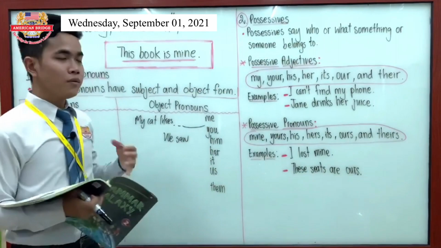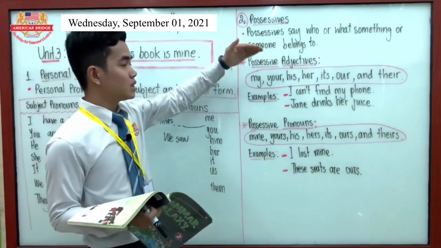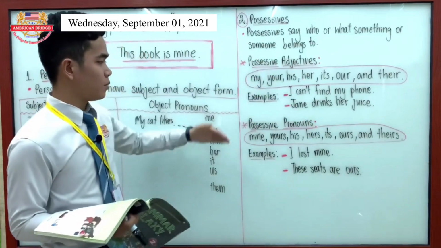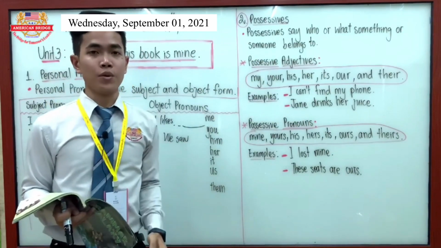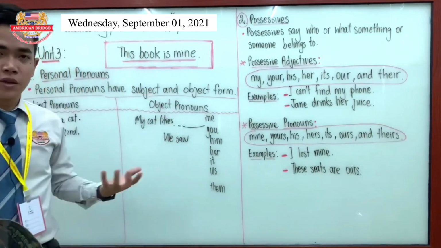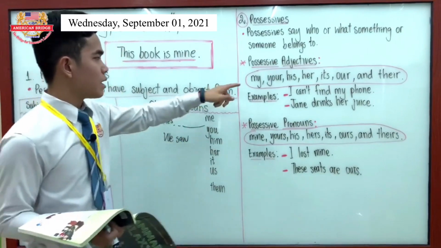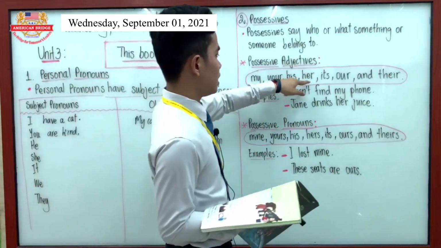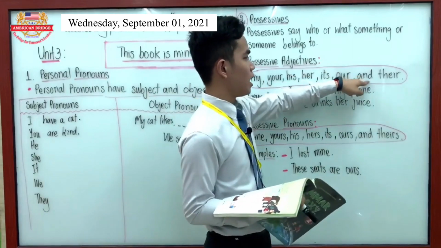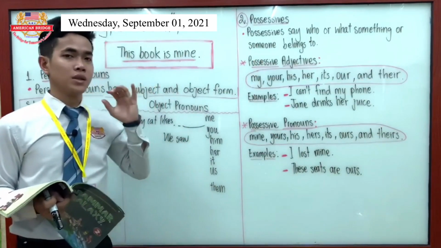Okay, so we also divide it into 2 parts. The first one is about possessive adjectives and another one is about possessive pronouns. Now let's see what happens in the possessive adjectives. In the possessive adjectives we have my, your, his, her, its, our, and their. These are what we call the possessive adjectives.